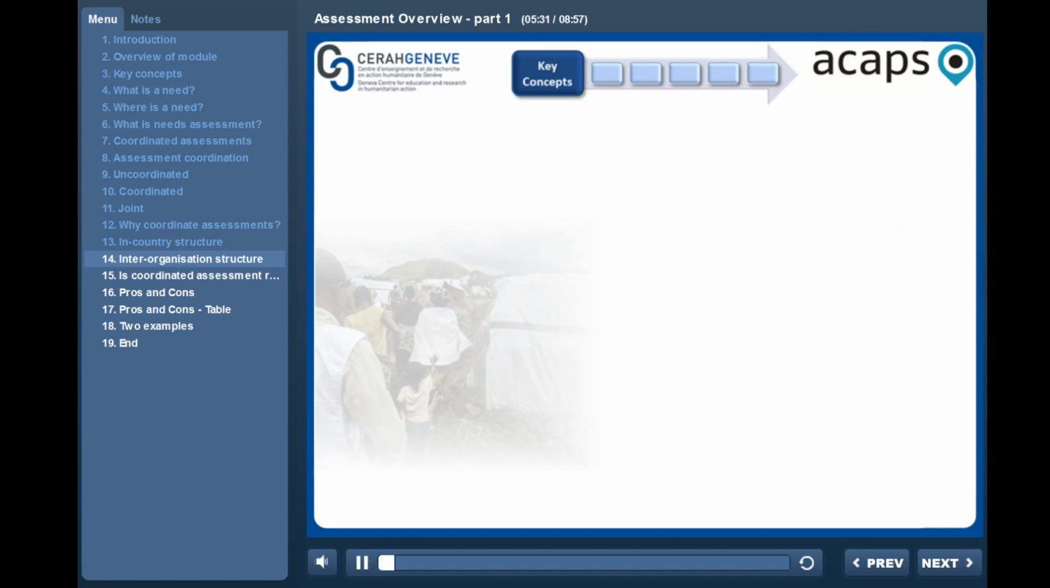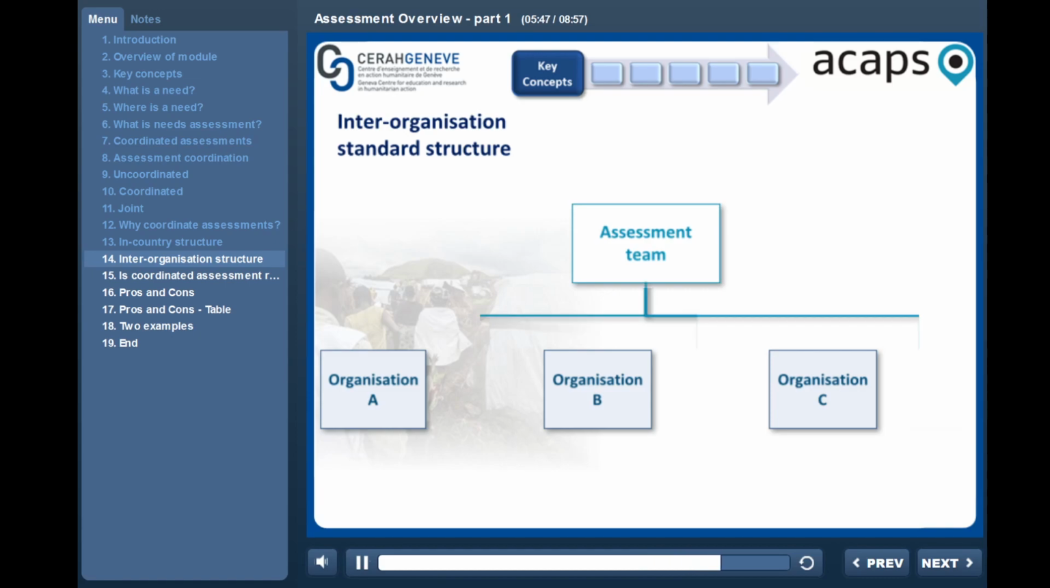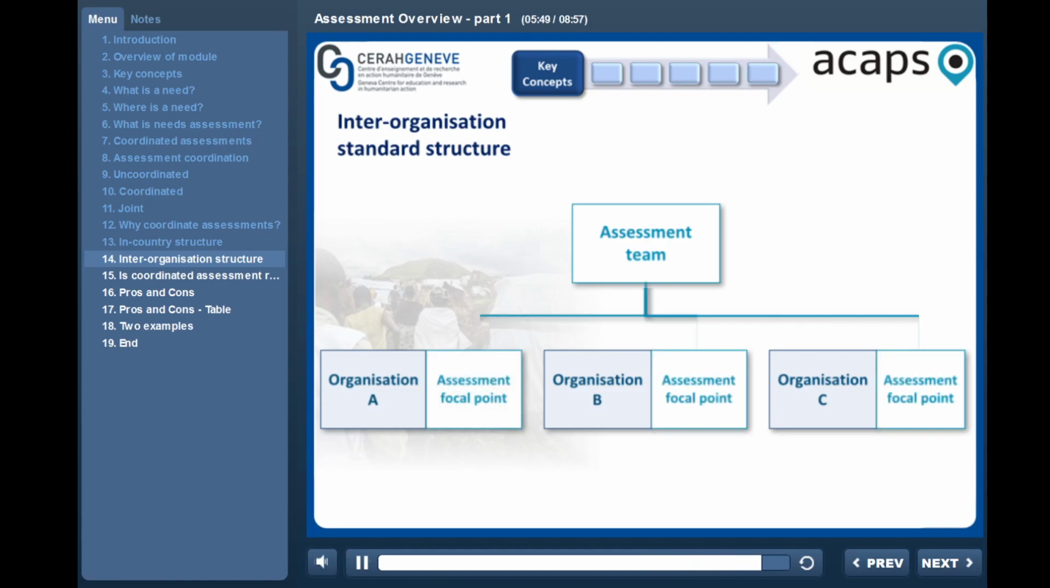The same principles apply if several organizations want to do a joint assessment in a country where no official coordination structure exists. That is, where neither OCHA nor a humanitarian country team is present. This time the assessment team will liaise and work directly with focal points in each of the participating organizations.